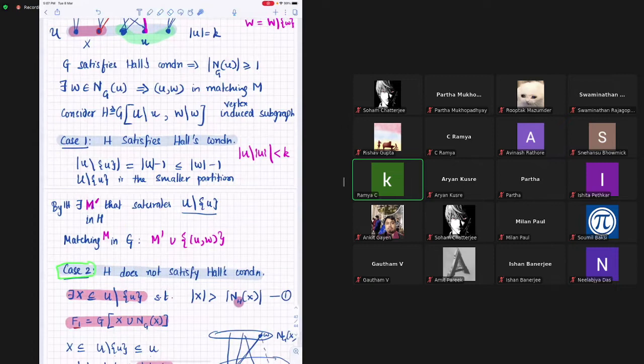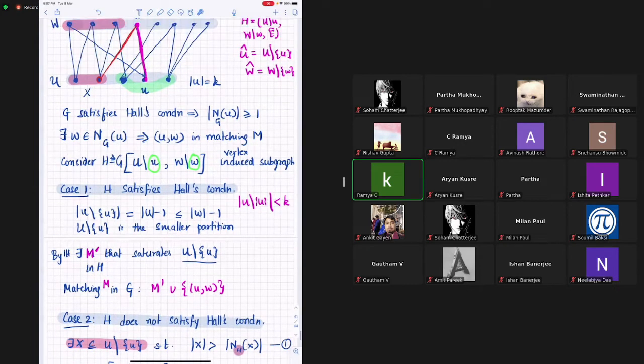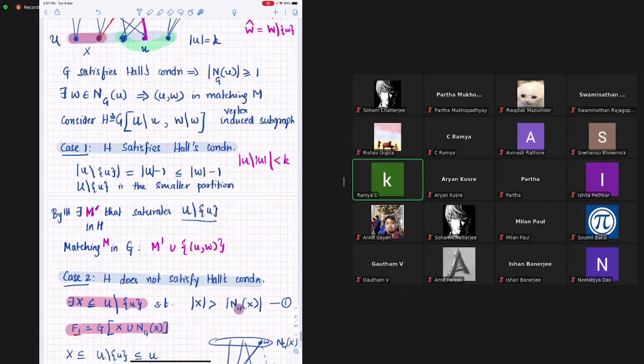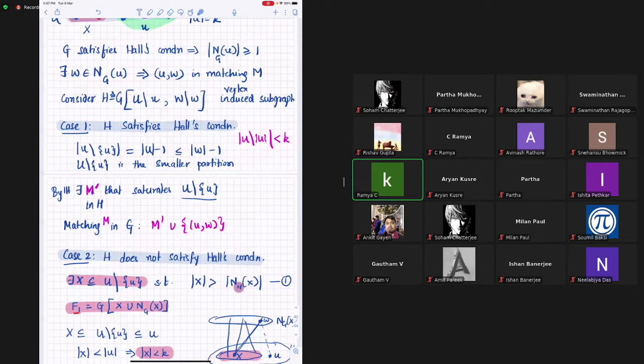So last time, what I suppose is the following. When H does not satisfy Hall's condition, you produce the graph H by removing the vertex U and removing the vertex W. And you know that this graph does not satisfy Hall's condition. So now what you have to do is produce a matching in the graph G that saturates all of U. The only clue that you have is that H does not satisfy Hall's condition. So now what we will actually do is produce two subgraphs. Let's call them F1 and F2.